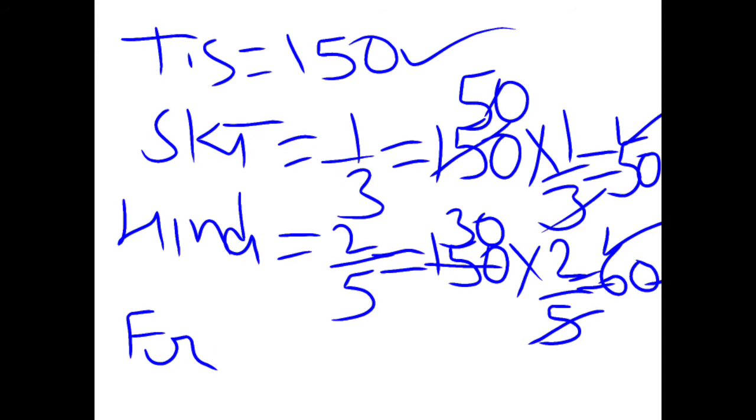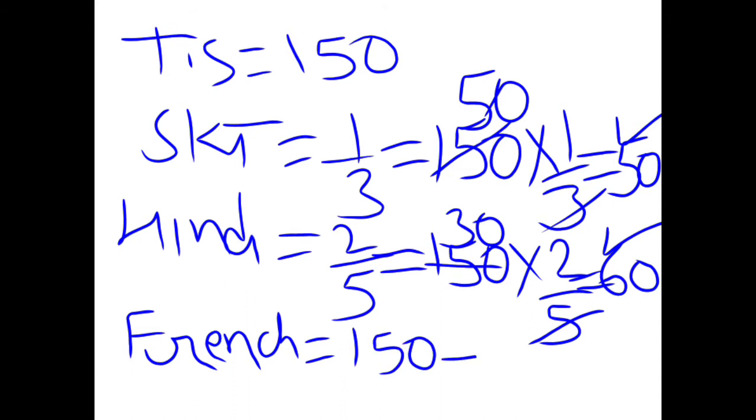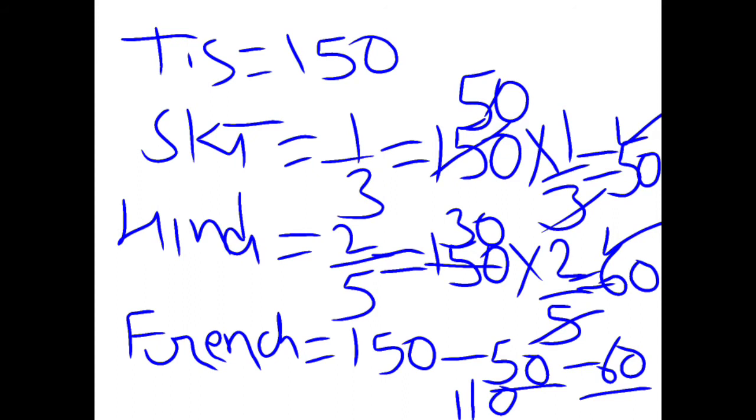Okay. So for French, 150 minus 50 minus 60. Then what does it become? 50 and 60 is 110. And 150 minus 110 gives you 40. 40 is the answer. So the total number of students who opted for French is 40. Clear?